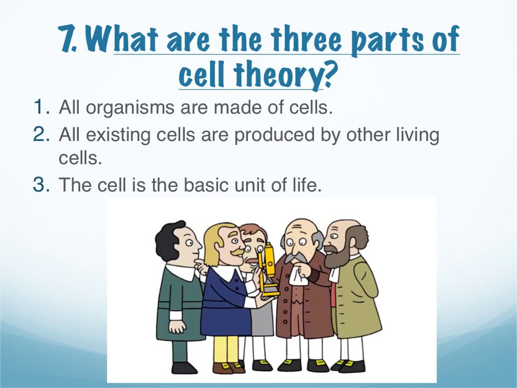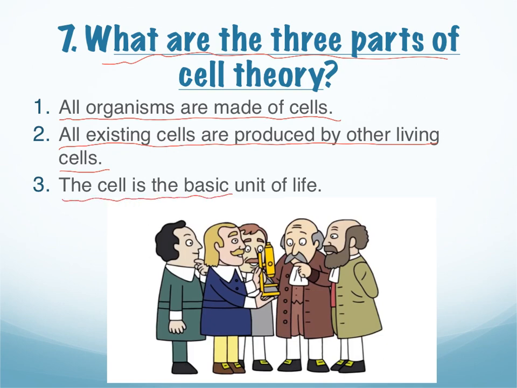So the three parts of the cell theory are, first, all organisms are made of cells, at least one or more cells. Okay, number two, all existing cells are produced by other living cells. There's no such thing as spontaneous generation where life just arises from nothing. Okay, and three, the cell is the basic unit of structure and function in living things.